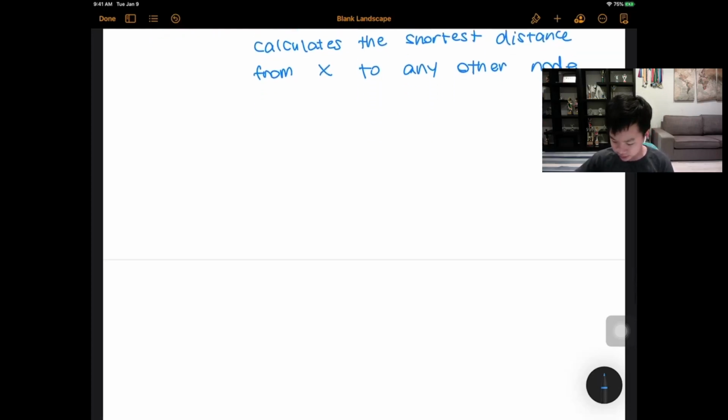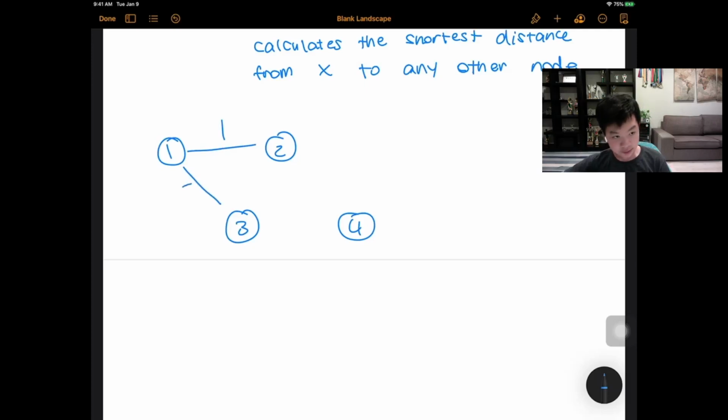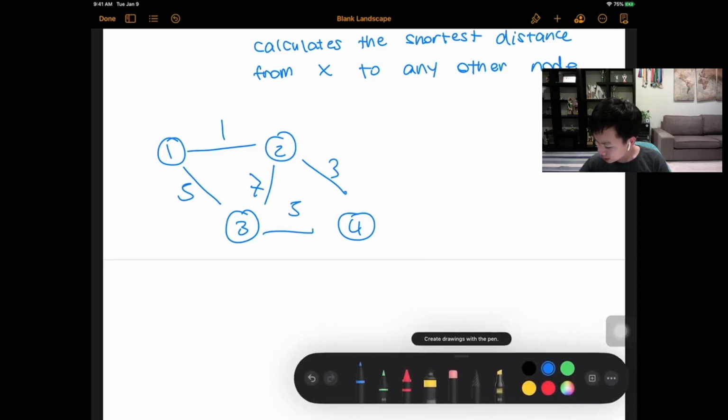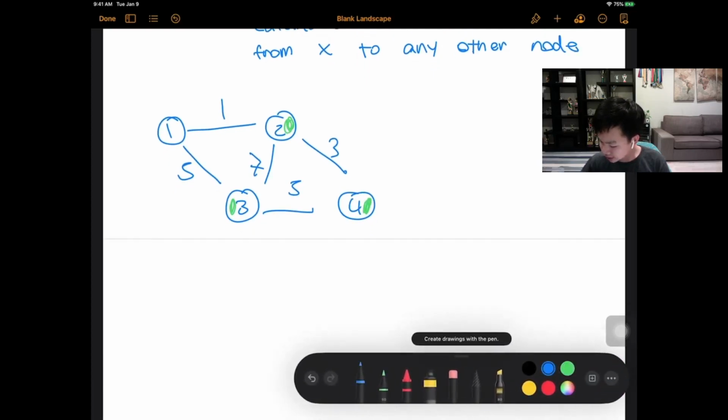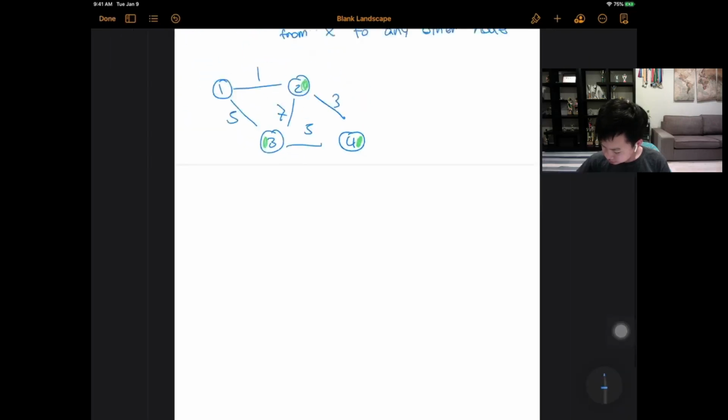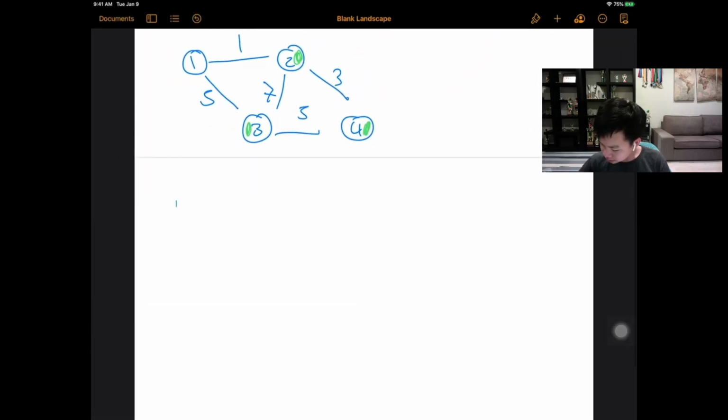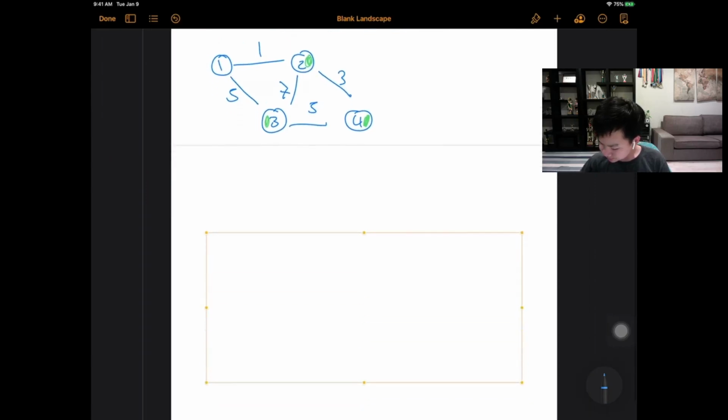So we have pasture 1, pasture 2, 3, and 4. Here this is 1, here this is 5, 7, 3, and 5. And green means that there's a cow over here. In this case, we would simulate placing the sugar cube, let's just say, at 1.